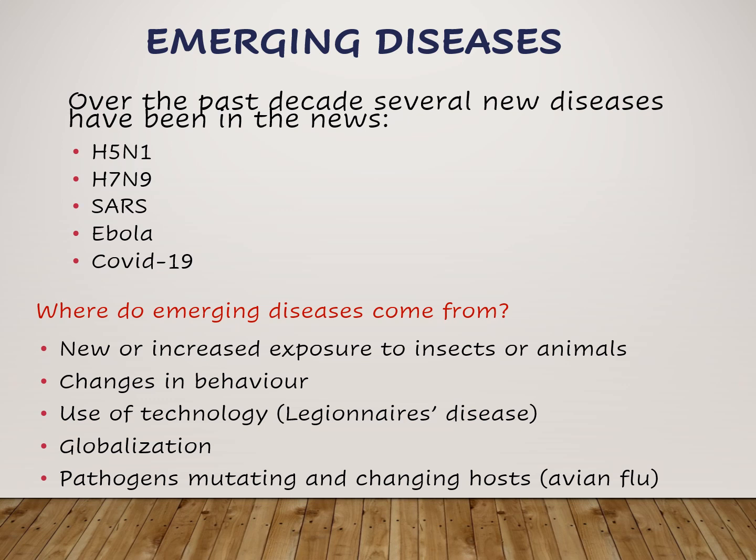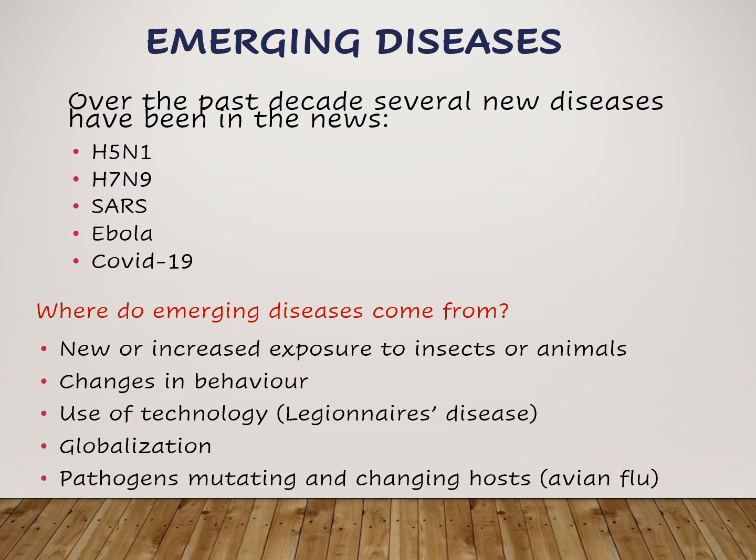Some of them may result from new or increased exposure to animal or insect populations that act as a vector for diseases. Changes in human behavior and the use of technology can also result in new disease. SARS is thought to have arisen in Guangdong, China. This is due to the consumption of civets, a type of exotic cat considered a delicacy there. The civets were possibly infected by exposure to horseshoe bats sold in the open market.